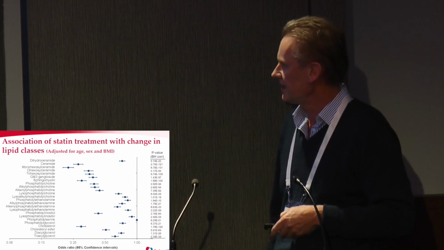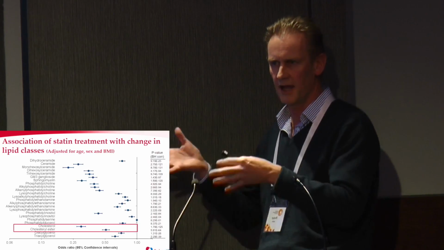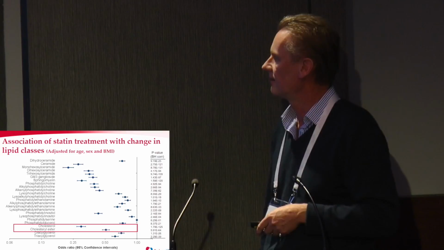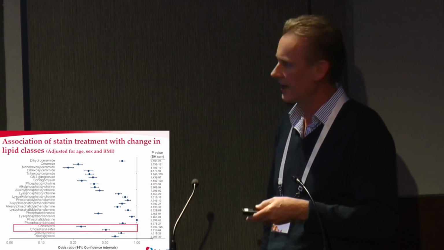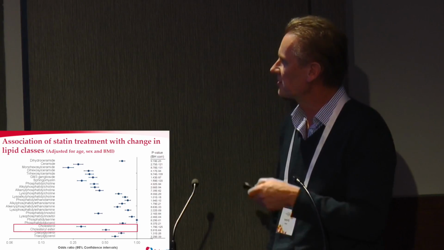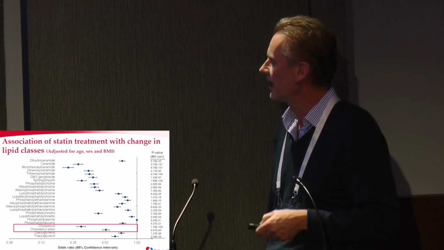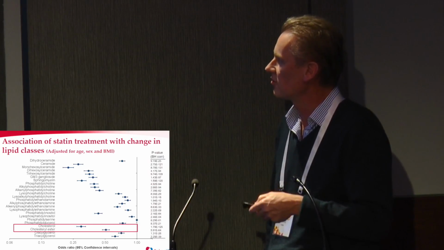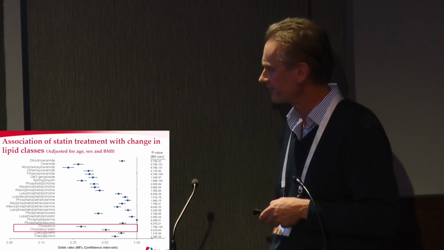And what we can see here is our cholesterol and cholesterol esters, which are a representation of LDL and HDL cholesterol. They're showing this negative association, as you would expect, but so do pretty much all of the other lipid classes that we're looking at, and in fact some of them are really quite strong, or even stronger than the cholesterol lowering that we're observing.